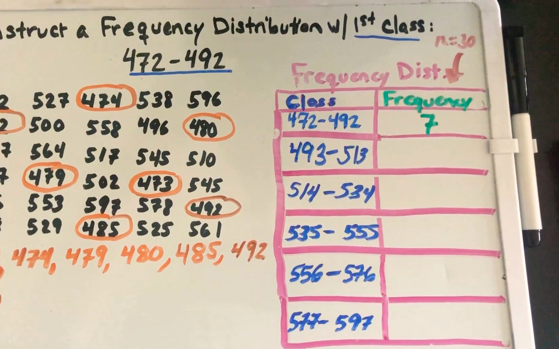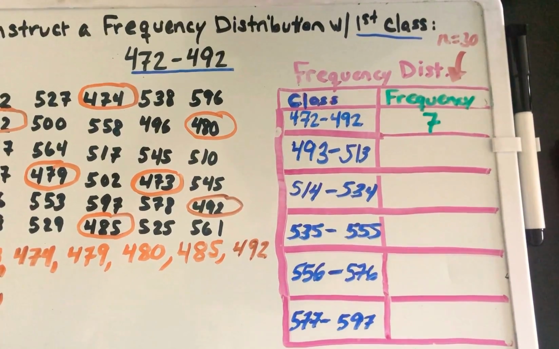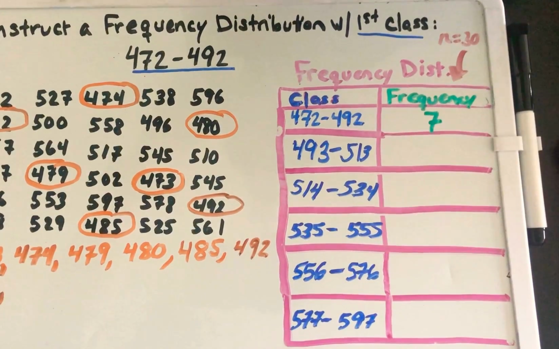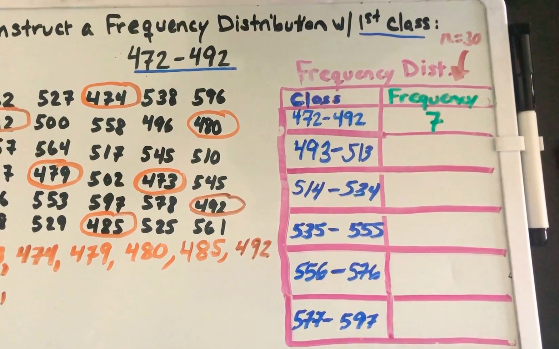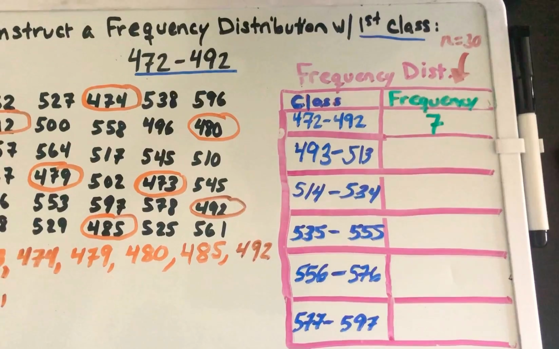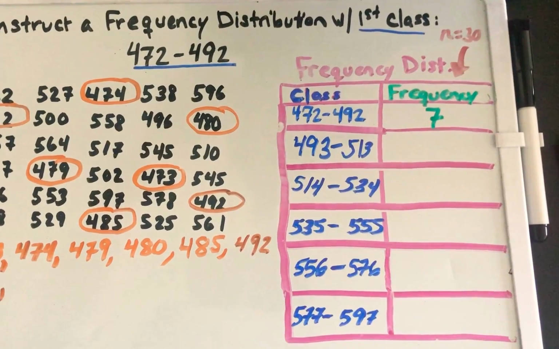Now, why do I stop there? Because the data actually doesn't go higher than 597. You can take a look at the data. If it had a number like 603, for example, we would need another class, wouldn't we? So you go up as far as you need to for the classes.